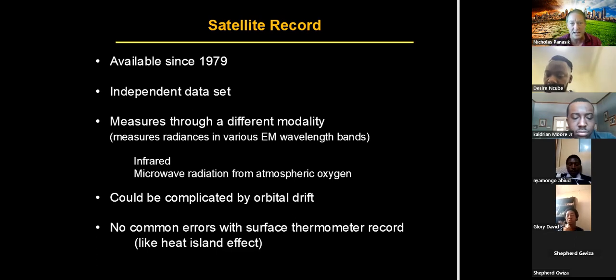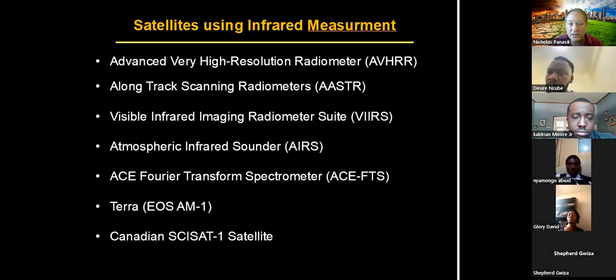And if we use a lot of different data sets with different error sources, then all of those should cancel each other out, and we should be able to come to a trend if there is one. Okay, so let's focus first on satellites using infrared measurement. I've put on here a list of a variety of high-tech satellites that have been used since the 1970s, and some of these are more modern, that have been using infrared to measure the temperature of the planet and various portions of the planet.